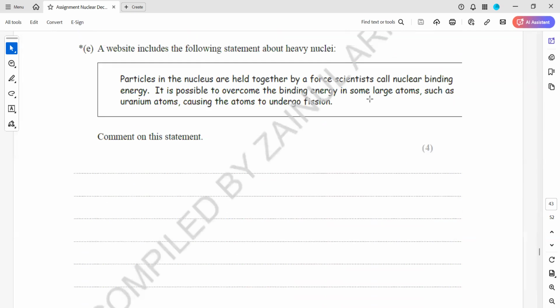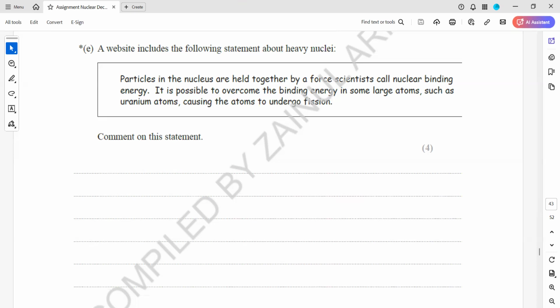In part E, the website includes the following statement about heavy nuclei. Particles in the nucleus are held together by a force scientists call nuclear binding energy. It is possible to overcome this binding energy in some large atoms such as uranium, causing the atoms to undergo fission. Comment on this statement.